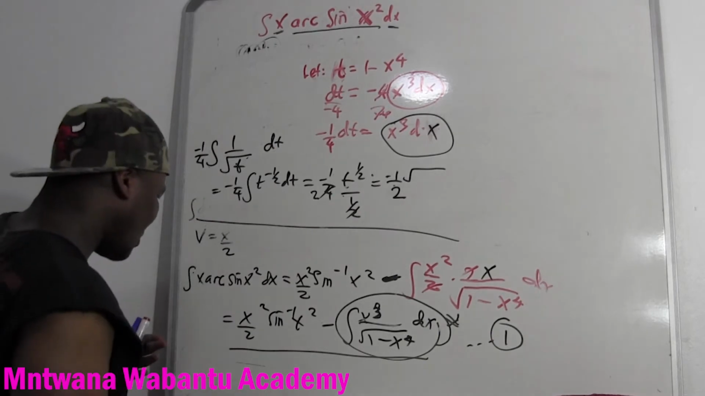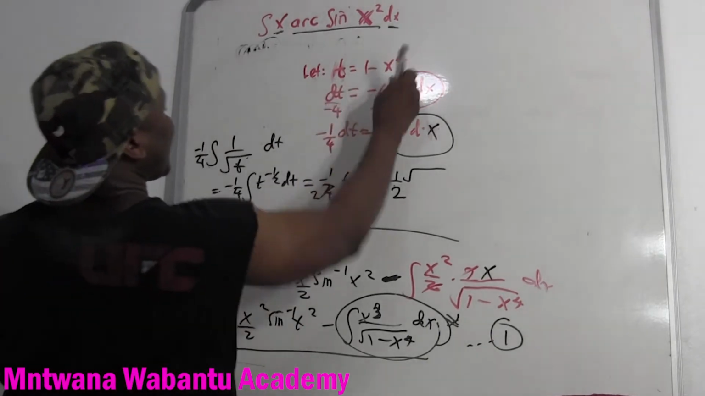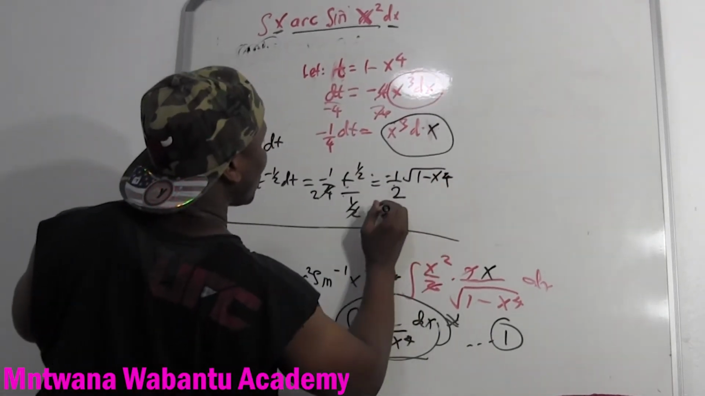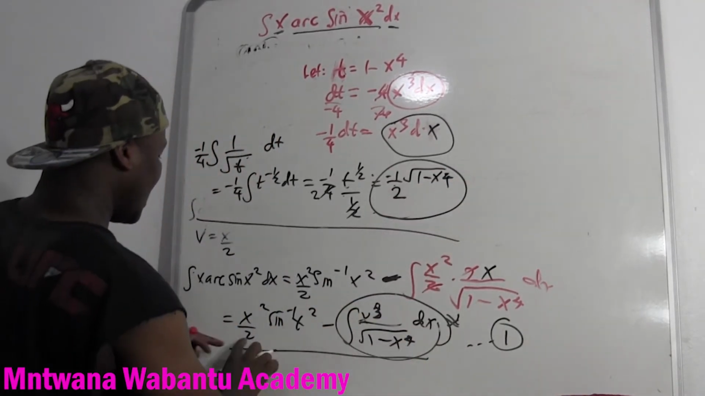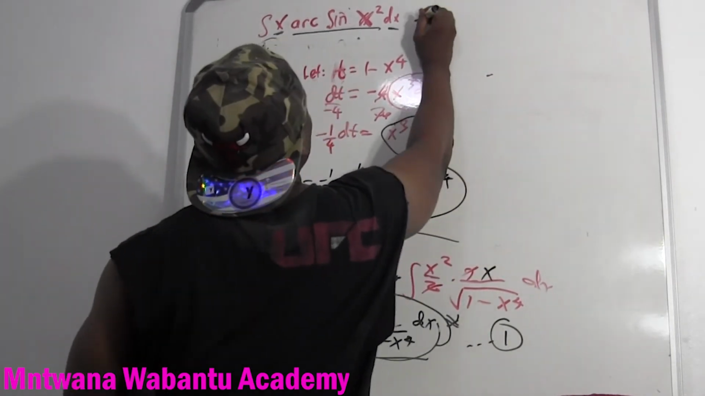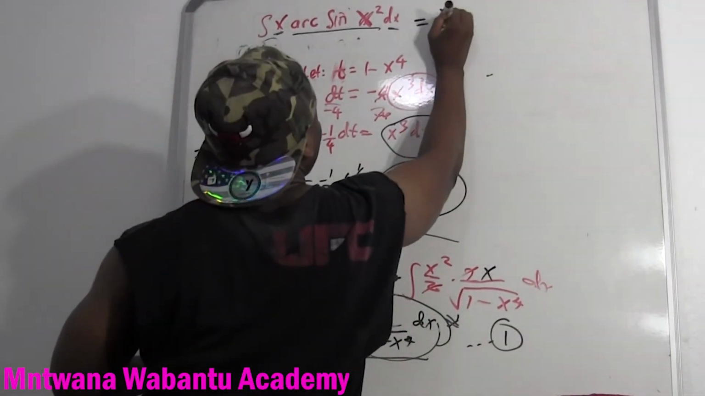But what's the value of t? The value of t we know, 1 minus x to the power 4. So we know this value is going to come in here. So now we say, okay, finally, when you integrate all this stuff, it equals x over 2.